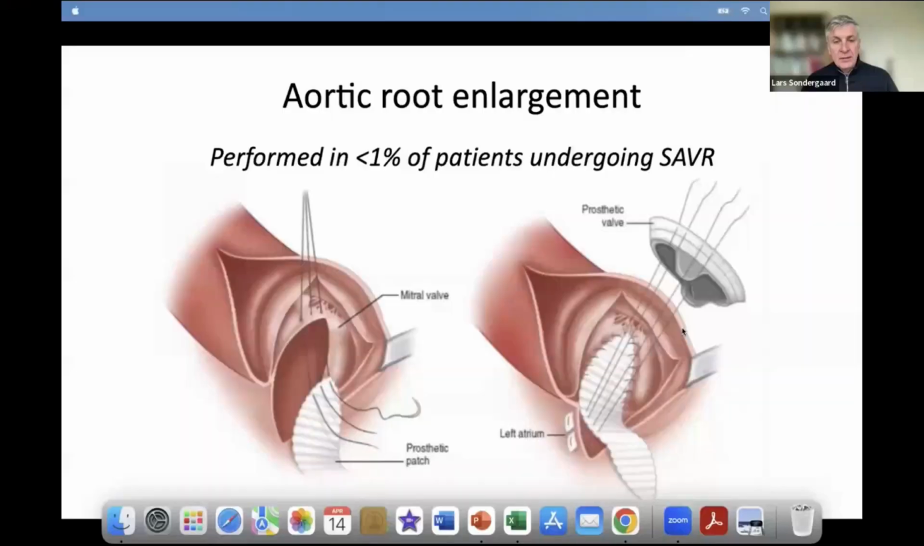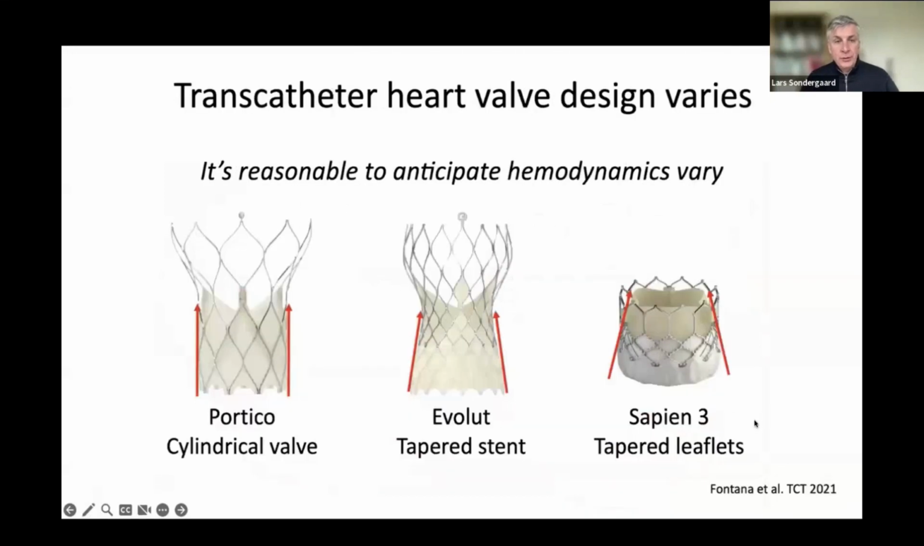So now we're talking about the risk of patient-prosthesis mismatch, mostly related to patients sent for surgery, because that's something we know is a risk. But I'm also just going to share a few slides showing that it's not only for patients undergoing surgical aortic valve replacement, but it can also be for patients undergoing Tavi. I'm not sure everyone appreciates that since the design of these transcatheter heart valves are different, they're also going to offer different hemodynamic performance and risk of patient-prosthesis mismatch.